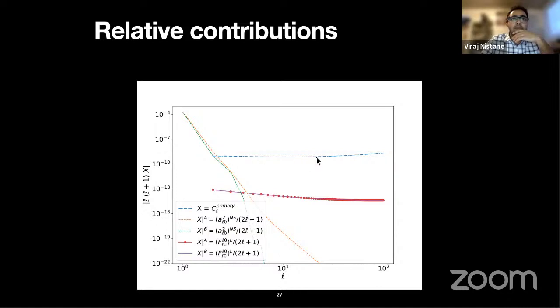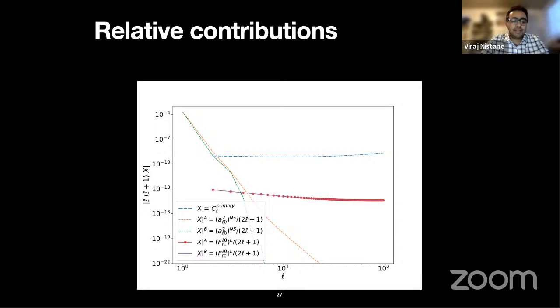So the blue dotted line is the primary anisotropy. The orange and green are the non-stochastic anisotropy contributions, which are mainly due to the geometry of the universe. And there are two lines for the two toy models that I'm considering in this work. And finally, we have the lensing-like contribution here.